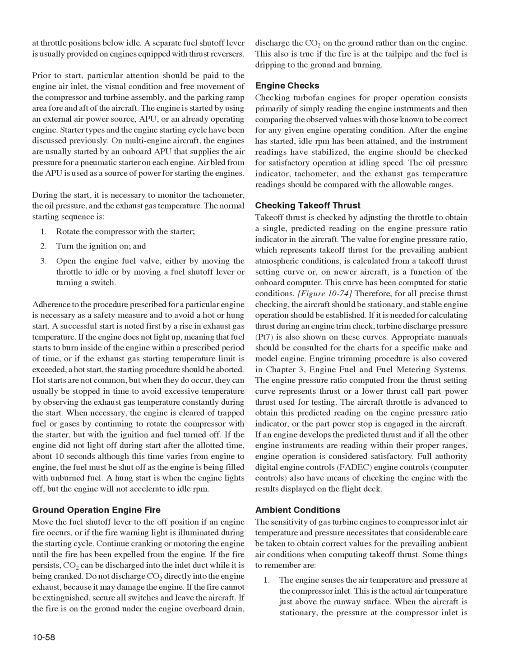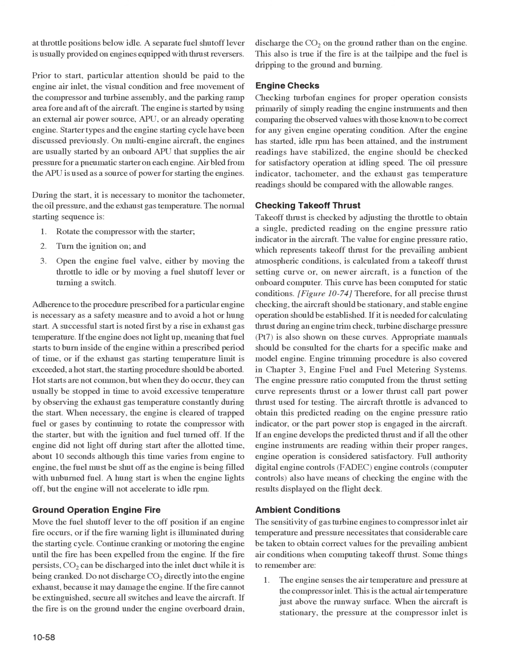Figure 10-74. Therefore, for all precise thrust checking, the aircraft should be stationary, and stable engine operation should be established. If it is needed for calculating thrust during an engine trim check, turbine discharge pressure, Pt7, is also shown on these curves. Appropriate manuals should be consulted for the charts for a specific make and model engine. Engine trimming procedure is also covered in Chapter 3, Engine Fuel and Fuel Metering Systems.